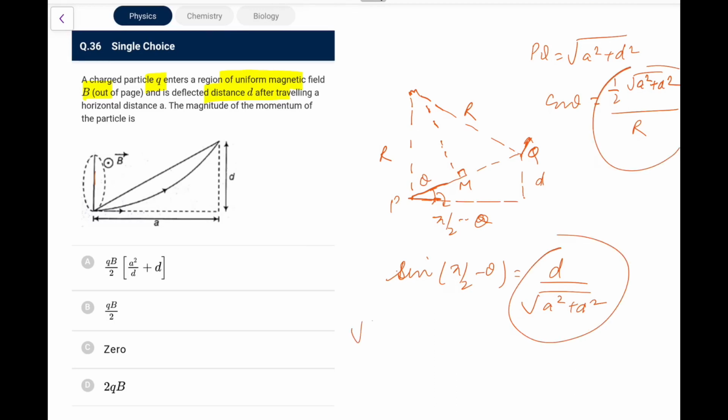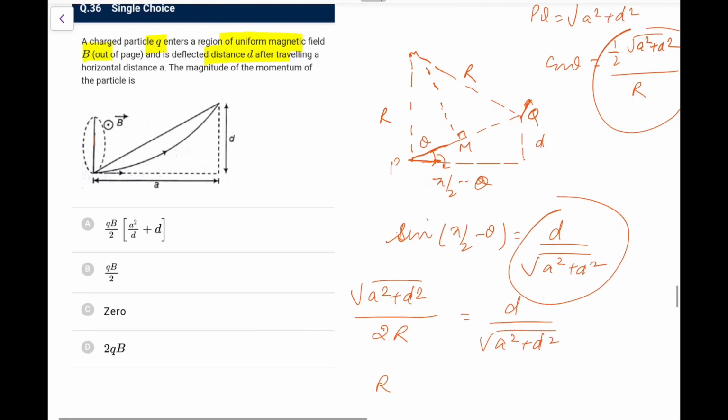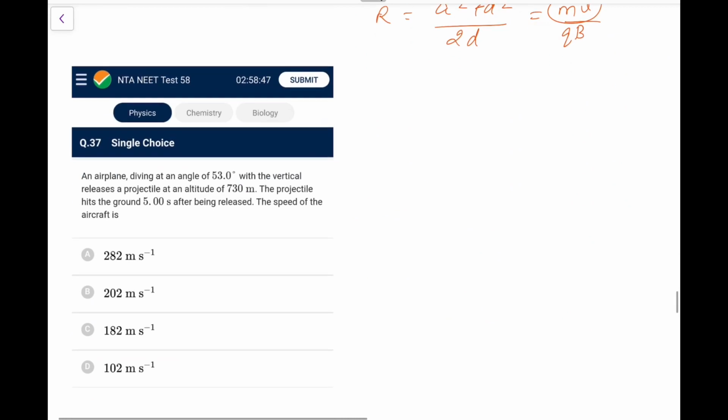So what we have, a square plus d square upon 2r, that is equal to d upon under root of a square plus d square. So doing this, r is equal to a square plus d square upon 2d, and r is mv by qb. Mv is momentum, so now momentum you can see is qb by 2 into a square by d plus d. So go for option A, that is coming out as correct. It's not an easy one, it's a tough one for you.